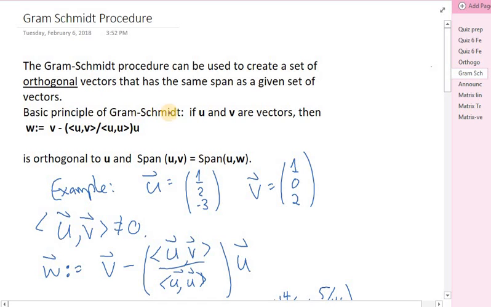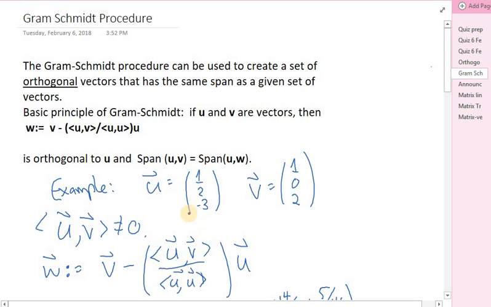Now, the basic principle of Gram-Schmidt is that if u and v are vectors, then this w, defined in this way, is orthogonal to u, and the span of u and v is equal to the span of u and w. All right. I'm going to illustrate this using an example. You can actually work this out and take the inner product of w with u and show that w is orthogonal to u. You can kind of see that because if I take the inner product of w with u, I'm going to get the inner product of u with v here, and then I'm going to get the inner product of u with u here, which cancels this one. So I'm going to get a 0 here.